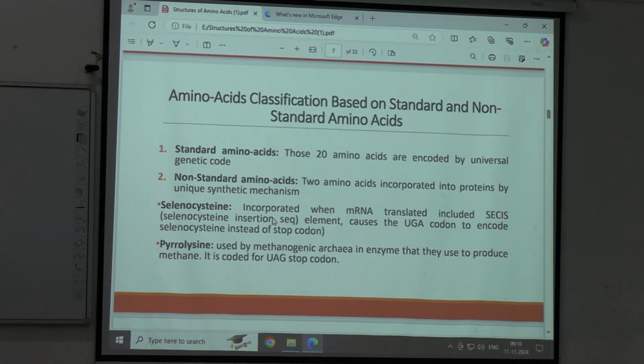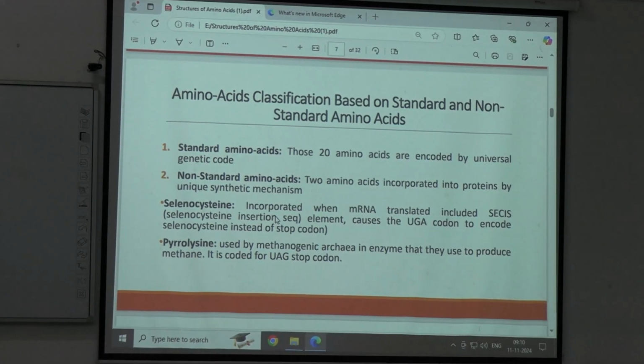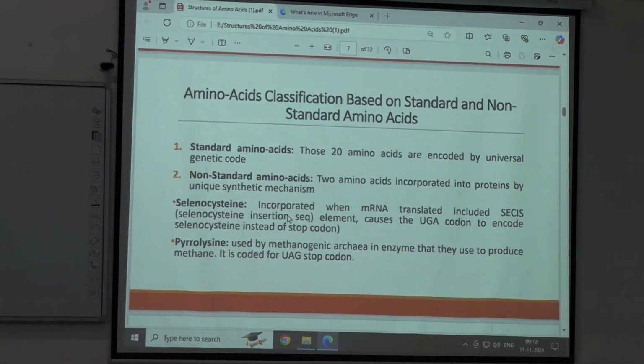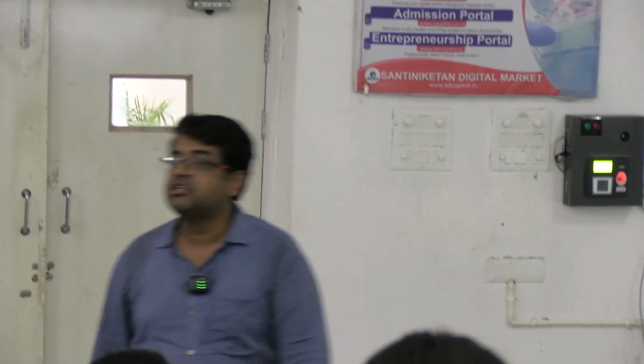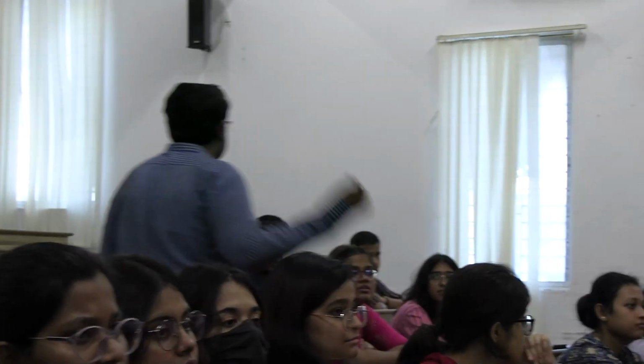There are 20 amino acids that are universally coded, whether essential or non-essential, it does not matter. But they will be coded by your central dogma. Amino acids are being coded from where? From your RNAs.